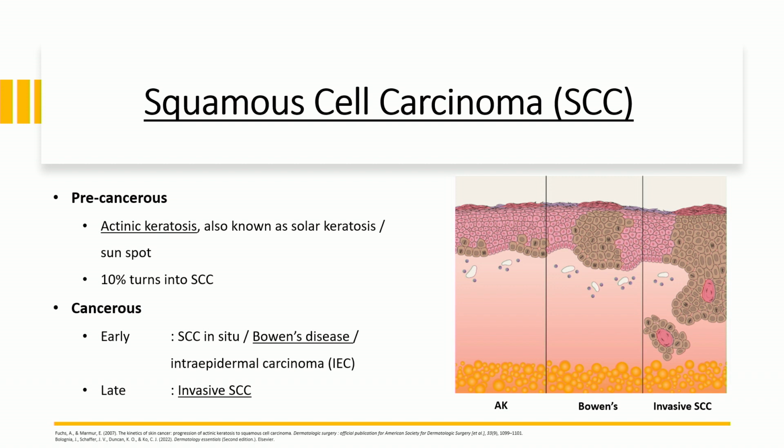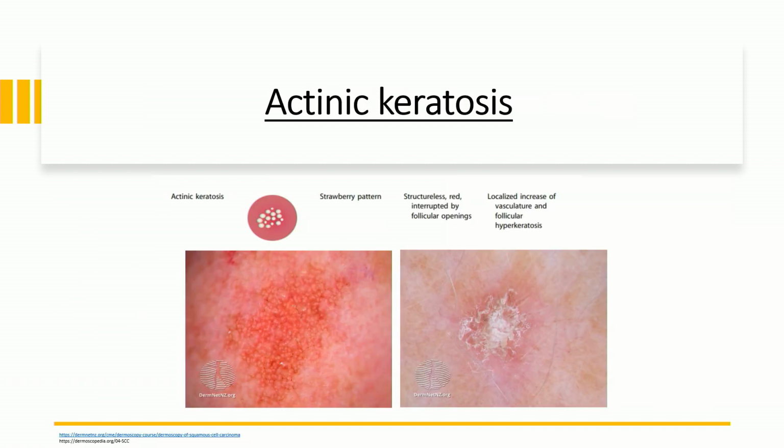And when it becomes deeper, you have the early cancer, the early SCC, also known as SCC in situ or Bowen's disease, or sometimes called intraepidermal carcinoma or IEC. And when it's invaded a bit more, that's when you just hear the term SCC. So basically, precancerous, you have actinic keratosis, sunspots, or solar keratosis, and it progresses further to SCC in situ or Bowen's disease or IEC, and then it becomes the SCC that you commonly hear about. So, actinic keratosis.